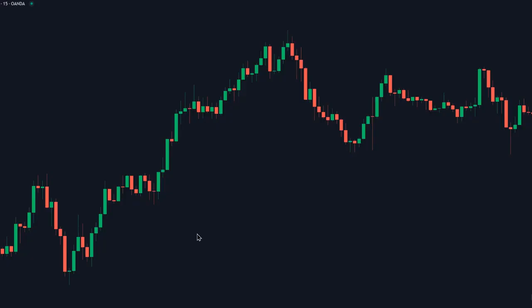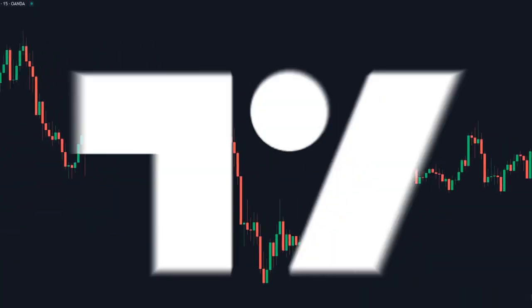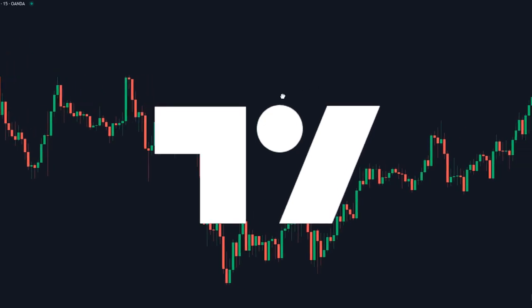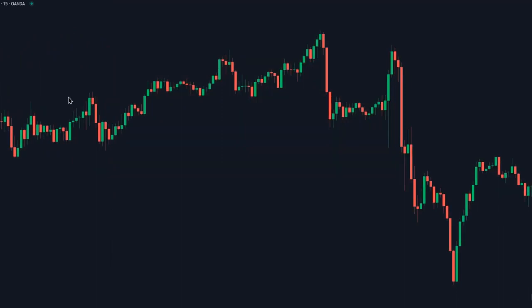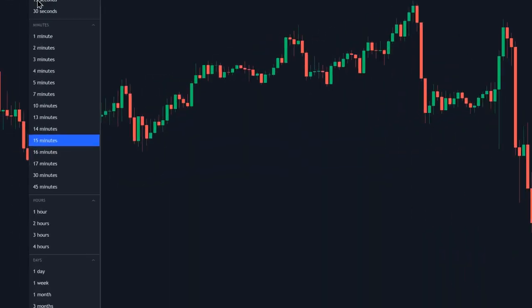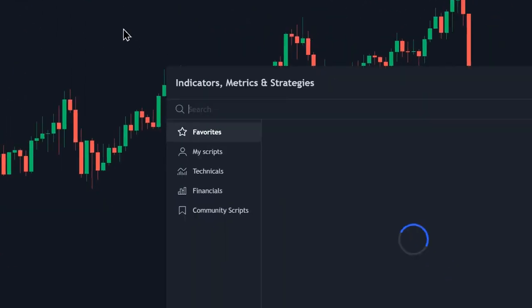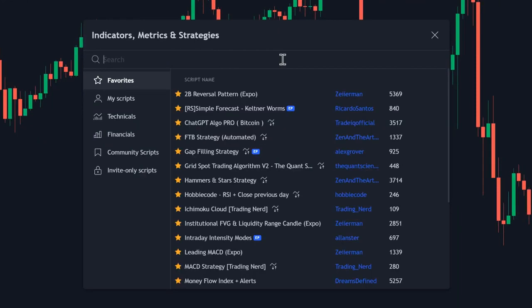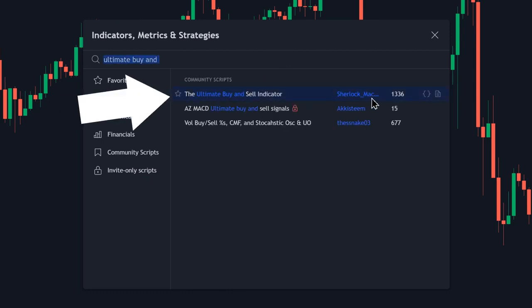Let's get into it. So, the indicator in discussion is called the Ultimate Buy and Sell Indicator. To add it to your chart, you're gonna go to TradingView, which is the charting platform that I'm gonna be using. If you need to sign up, the link for that will be in the video description. And then you wanna load any trading security that you like in any time frame. Personally, I'm gonna be using the 15-minute time frame of AUD JPY. And then click on Indicators so we can look for this indicator. You wanna type in Ultimate Buy and Sell Indicator, and you're gonna select this one, created by Sherlock MacGyver.